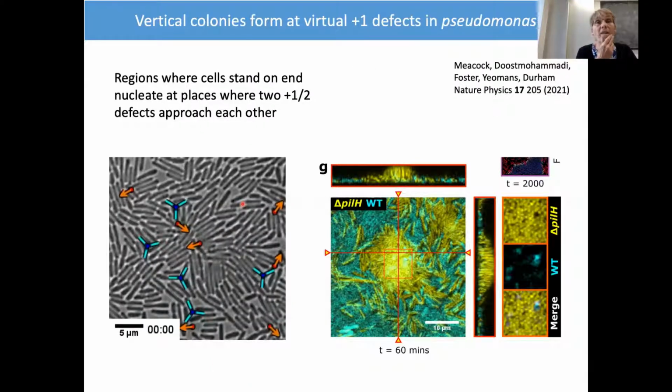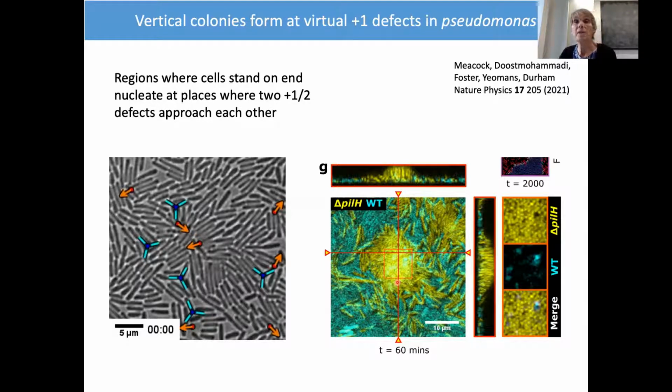Another one where things move into the 3rd dimension, and this is from some of our own work, is things called Pseudomonas. And Pseudomonas are bacteria which move on a surface, and they move by twitching their feet. And sometimes in these fast-moving bacteria, what you find is that you get patches where the bacteria are verticalized, where they stand up perpendicular to the surface.